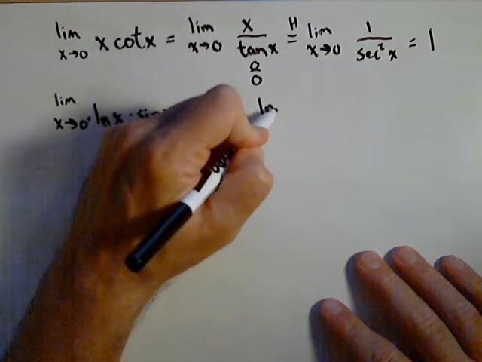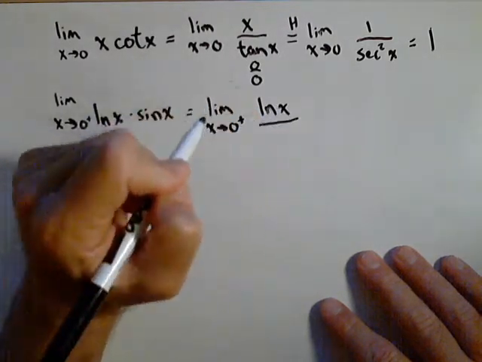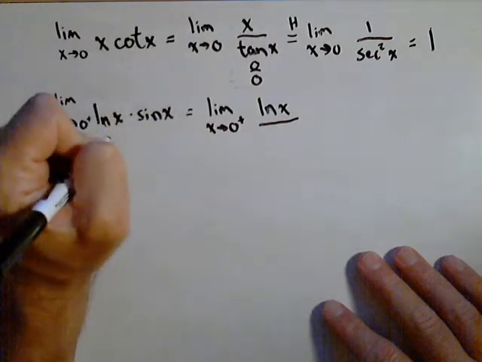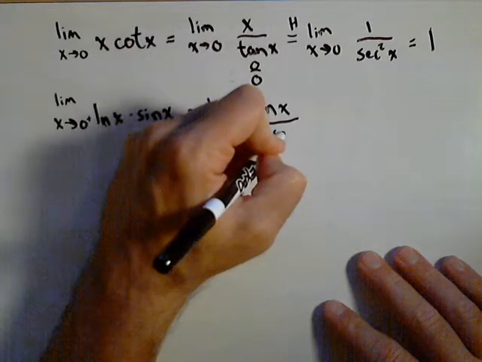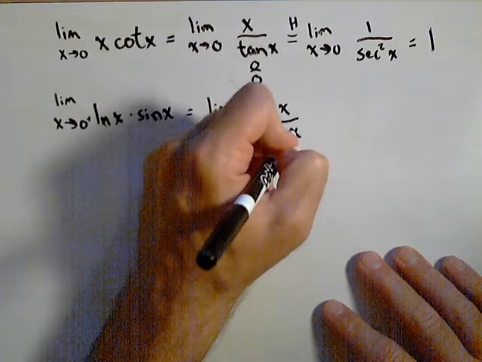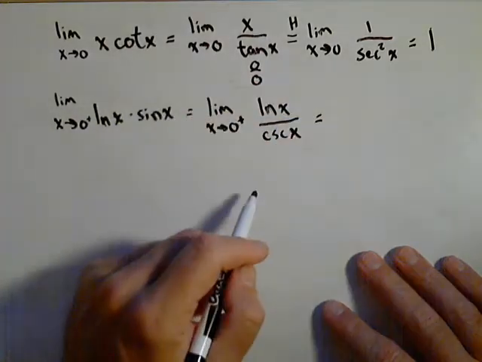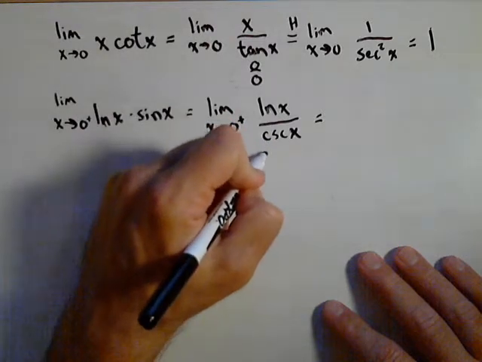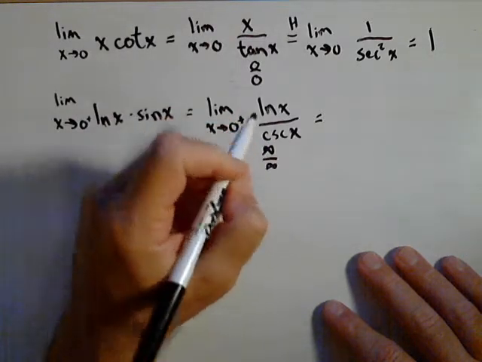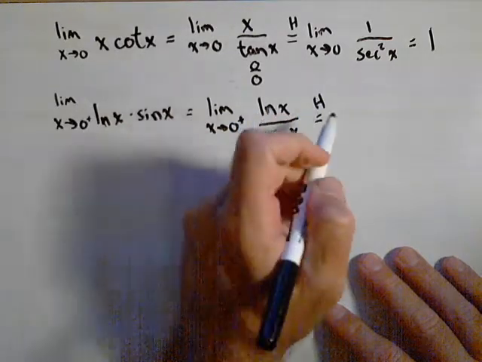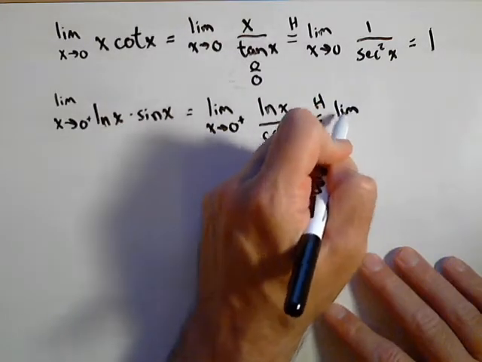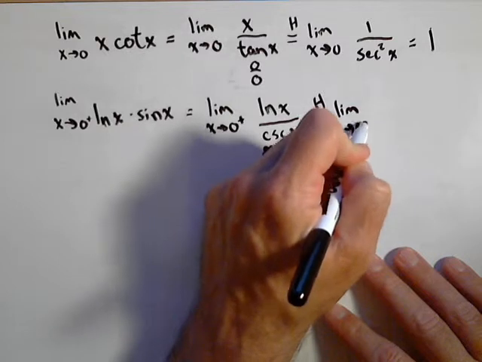Whenever possible, I like to try and leave ln of x on top. So I'm going to put 1 over sine x in the denominator. We'll remember 1 over sine x is cosecant x. Now I've got my infinity over infinity case. So I'm going to do my L'Hopital's, and I'm going to take the limit as x goes to 0 from the right.